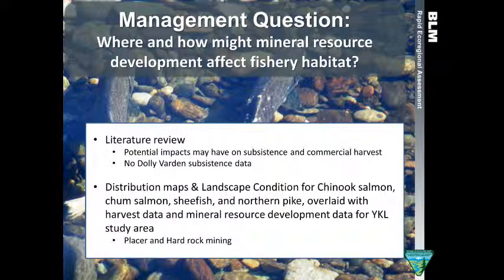And then to look at where in the study area mineral resource development might affect fishery habitat, we took the distribution maps and the landscape condition model together, which I'll talk about in this next slide, and then the four fish species minus Dolly Varden, and overlaid on top of that the harvest data and mineral resource development data for the study area. And for the mineral resource development data, we used placer and hard rock mining data that Walker talked about yesterday.